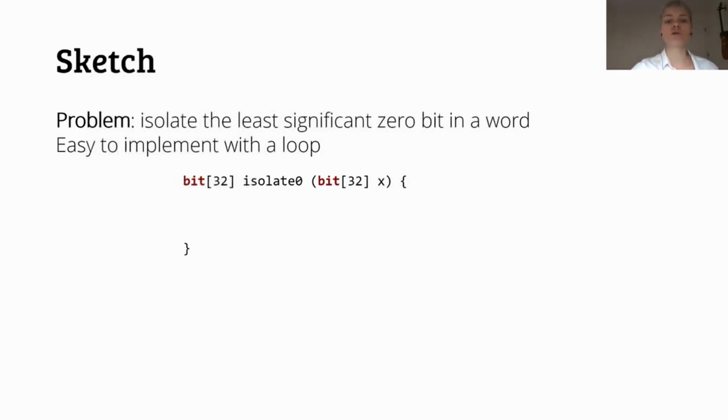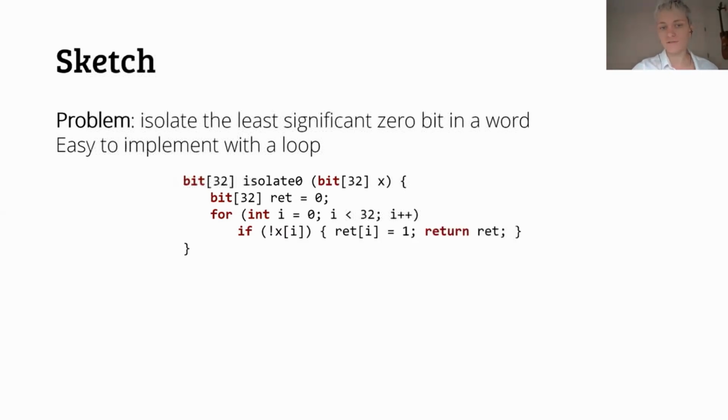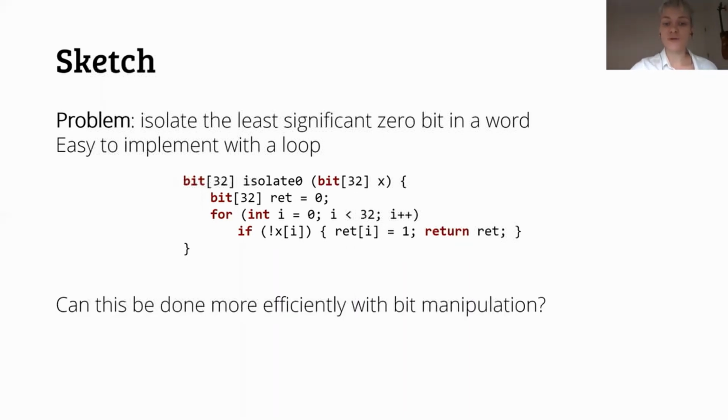So if we want to write a program that is not very efficient, we can simply write a loop that iterates through all of the bits in this word, and once it finds a 0, it sets the bit in the return value to 1 at that position, and then returns, and that's it, right? But the question is, can this be done more efficiently without a loop using some bit twiddling hacks, right?